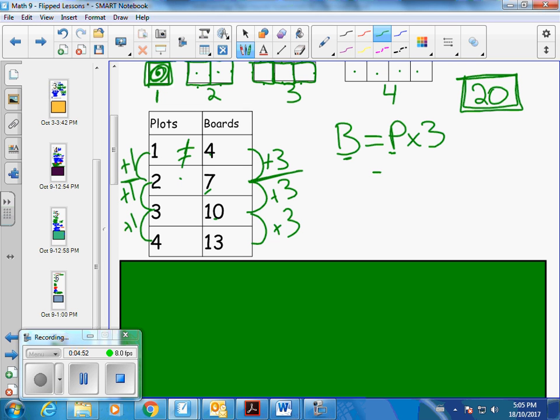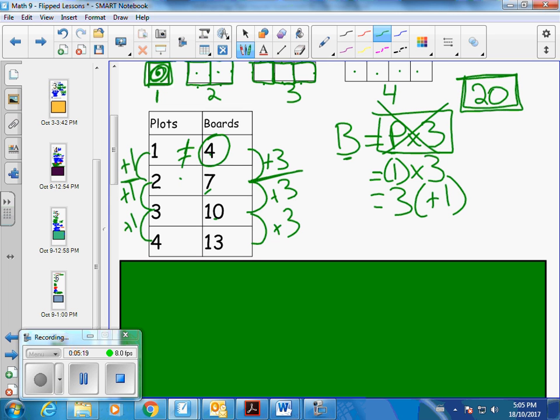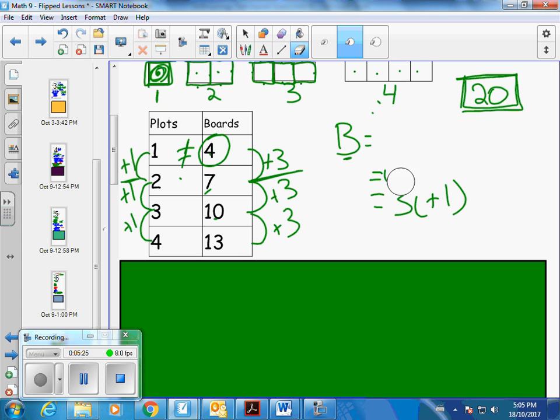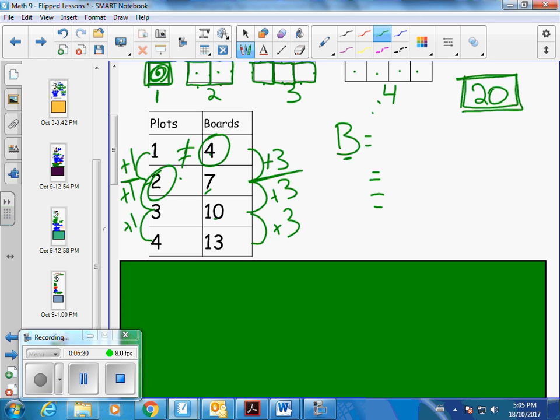So my boards are going to equal the number of plots times 3. Let's try it with the first one. Now this gives us 3. Our actual answer is 4, so I know that this equation is not correct. However, I'm only off by plus 1. I'm going to try that same equation, even though I know it's not right, with a new number, and I'm going to see what I get.